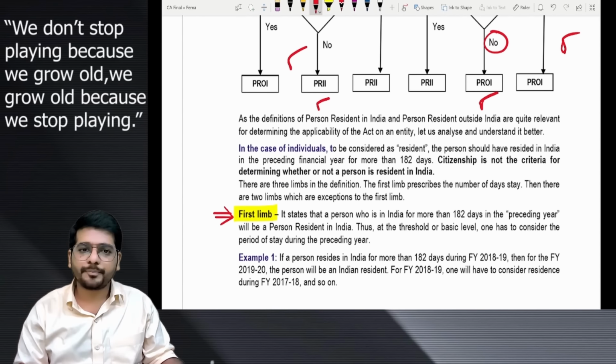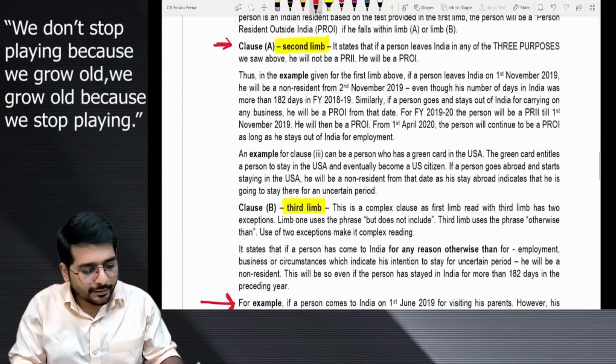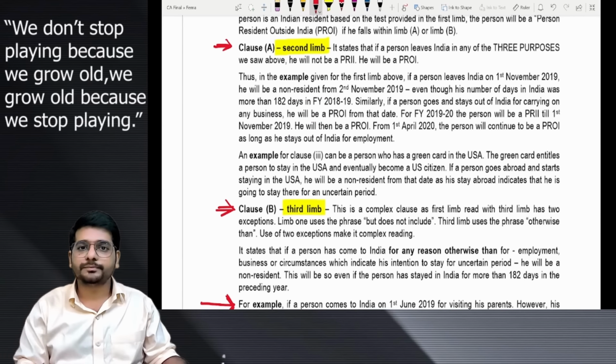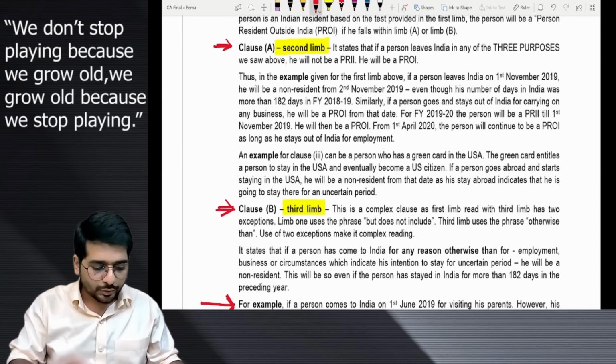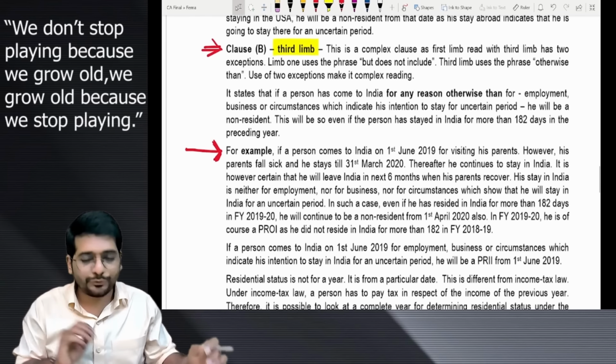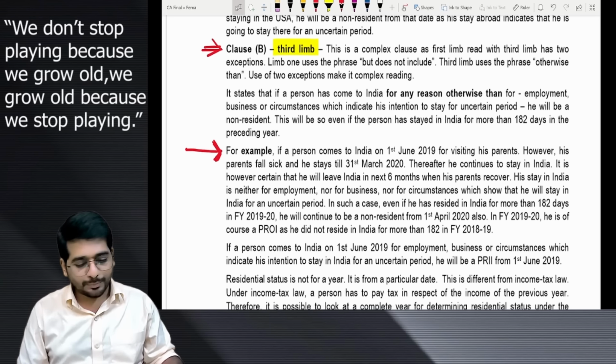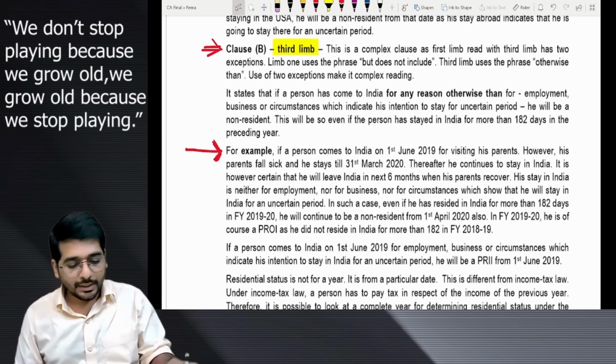First limb, second limb, and third limb. Okay, I am not going to take a FEMA class over here right now. If you want to take the FEMA class, you can come to the class actually. Very quickly I will explain to you this provision, the third limb.